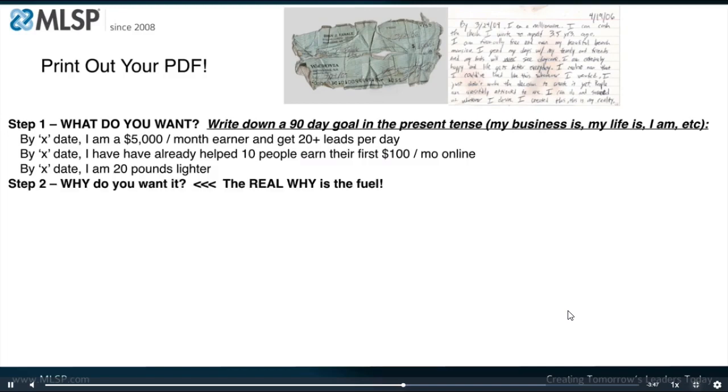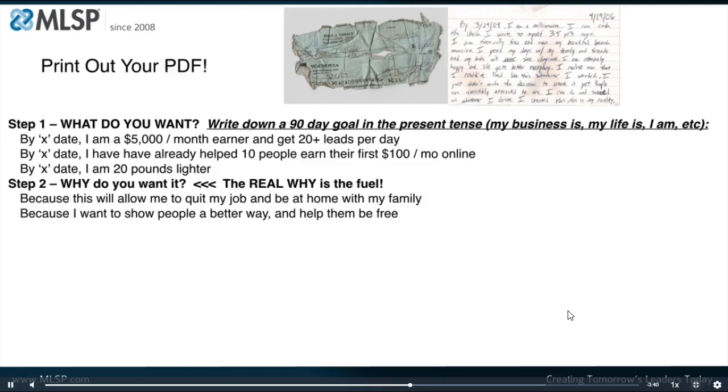Let it flow. And then step 2, why do you want it? I mean the real why. This is the fuel. Because this will allow me to quit my job and be at home with my family. Because I want to show people a better way and help them be free. Because I want to have the energy to play with my 3-year-old.